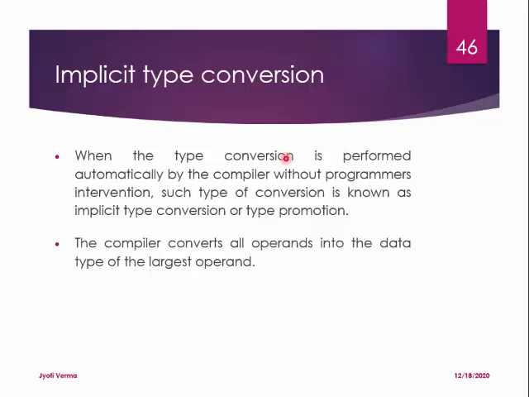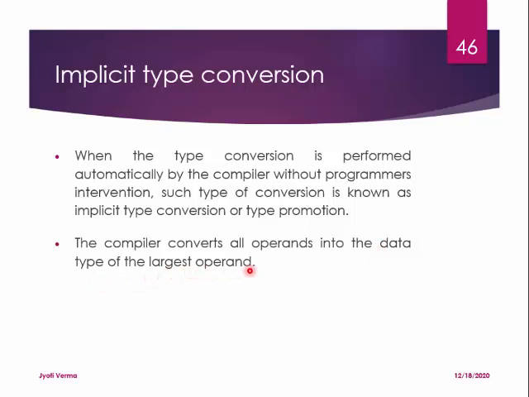Implicit means what? When the type conversion is performed automatically by the compiler without the programmer's intervention. When the conversion is done by the compiler itself, then such a conversion is called implicit type conversion. And the compiler converts all the operands into the data type of the largest operand.